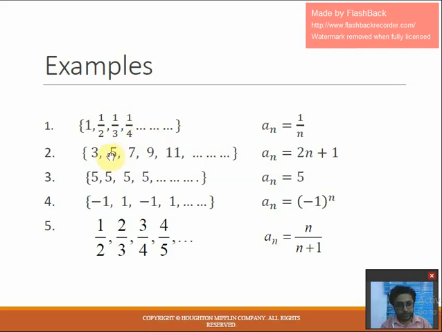In the second sequence 3, 5, 7, 9, 11, the nth term is 2n plus 1. This sequence is strictly monotonically increasing. Now, if I consider the constant sequence 5, 5, 5, 5, this is a monotonic sequence, not increasing, not decreasing, simply monotonic. Now, the fourth: is this sequence monotonically increasing or decreasing?